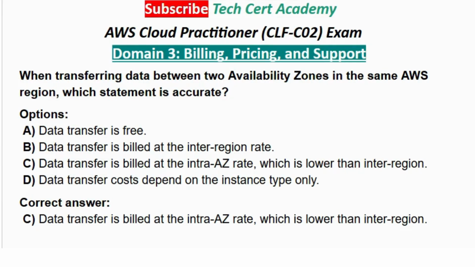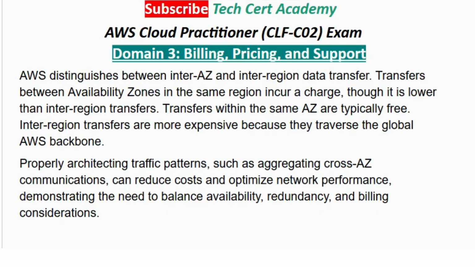Explanation: AWS distinguishes between inter-AZ and inter-region data transfer. Transfers between availability zones in the same region incur a charge, though it is lower than inter-region transfers. Transfers within the same AZ are typically free. Inter-region transfers are more expensive because they traverse the global AWS backbone. Understanding these cost distinctions is crucial when designing multi-AZ architectures, as frequent cross-AZ traffic can significantly impact the bill. Instance type does not affect transfer pricing.